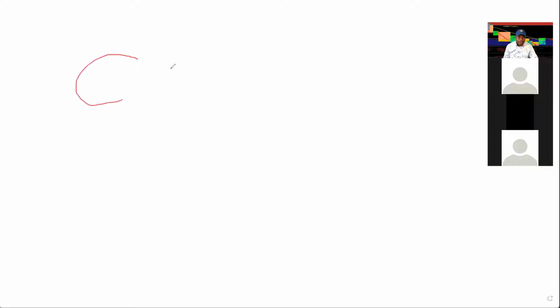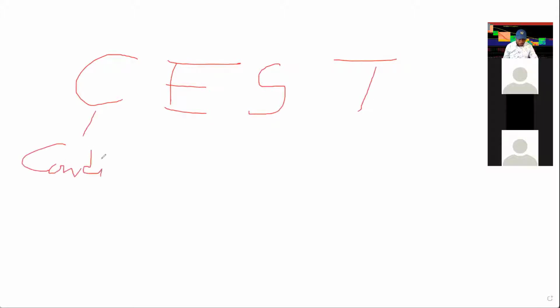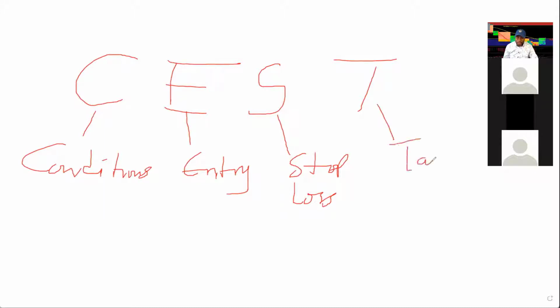Once again, C, E, S, T. C stands for conditions. E stands for entry. S stands for your stop loss. And T stands for target. So this is what we are going to be discussing today.